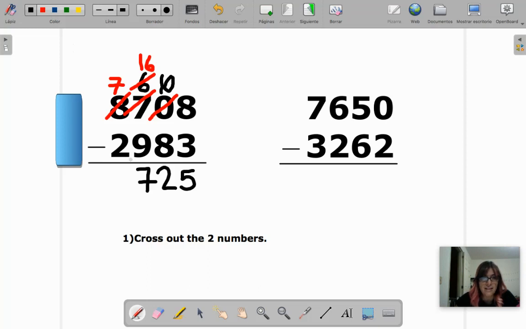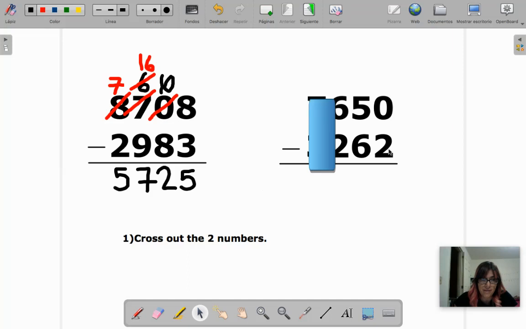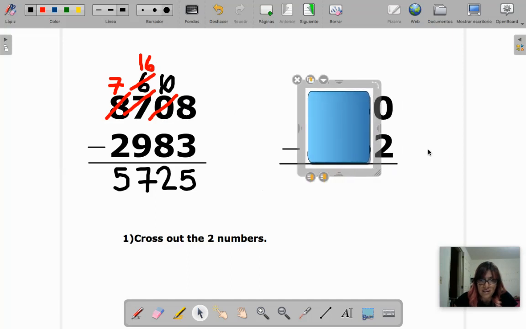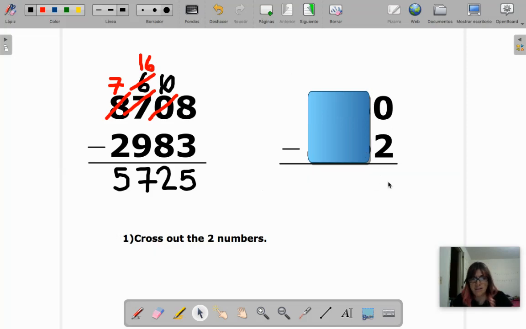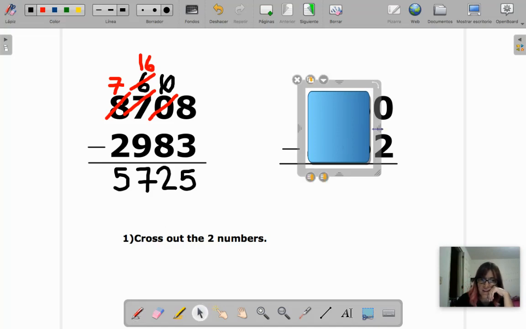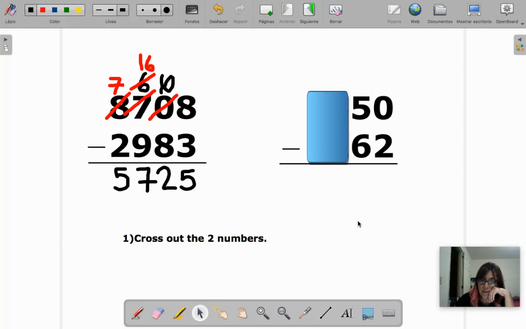And then 7 minus 2, 5. So do you see now we regroup many times here, okay? Let's do the next one. Like always, begin with the ones. 0, there it is. 0 minus 2, can we do it? No, remember, it's nothing. Take away 2, we cannot do it. So we're going to regroup.